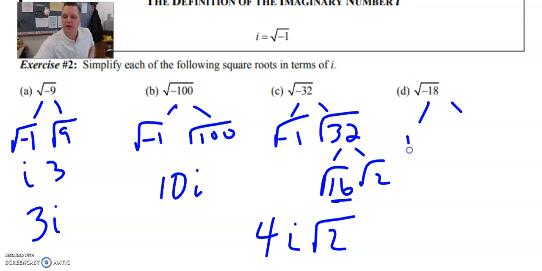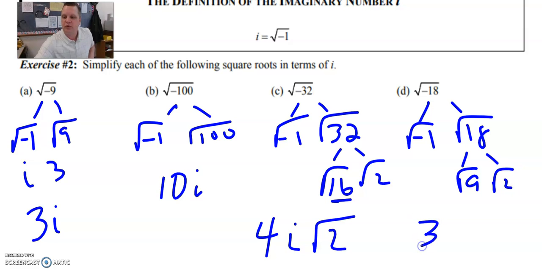Now the square root of negative 18, you have your negative 1, you have your 18, 9 and 2. So the square root of 9 is 3, the square root of negative 1 is i, and then you have the root 2. 3i root 2. So that's how you would simplify when you have a negative underneath the radical. Like I said, some of you have already been doing this. You've already seen it.